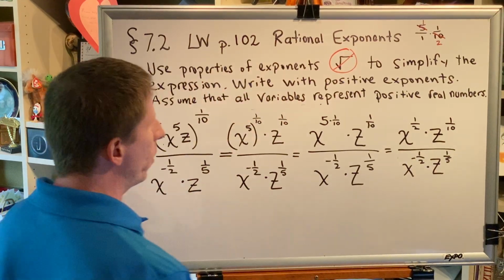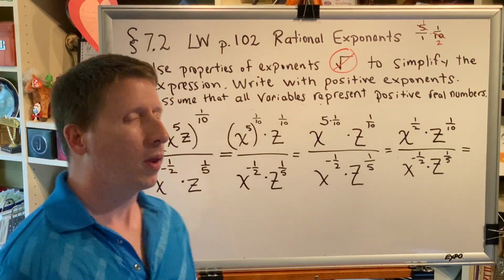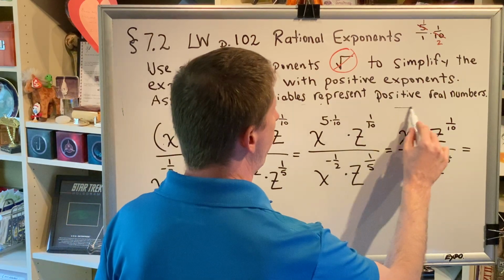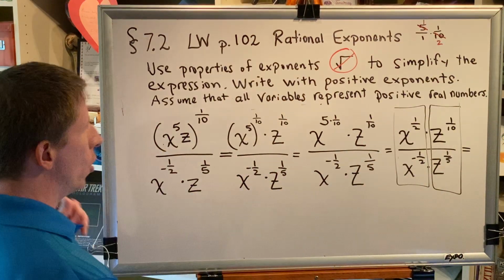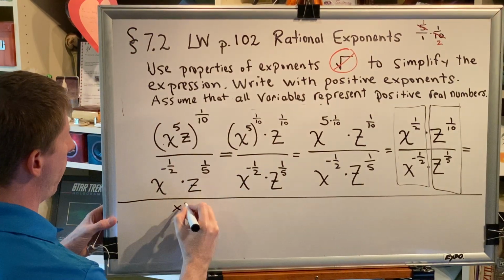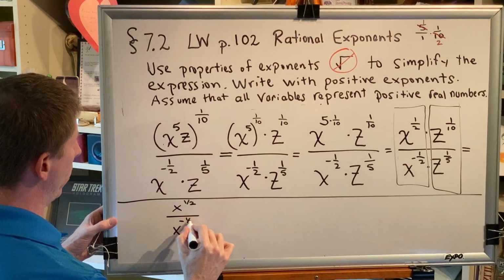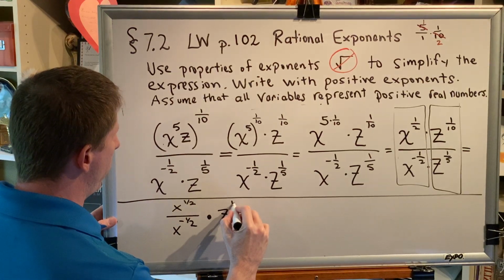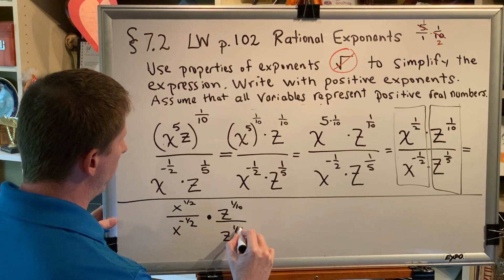Okay, the next rule we're going to use is a fractions rule. We're going to use the rule for multiplying fractions in reverse, and we're going to use it to split this one fraction into two pieces. We'll have x to the 1/2 power divided by x to the negative 1/2 power times z to the 1/10th power divided by z to the 1/5th power.